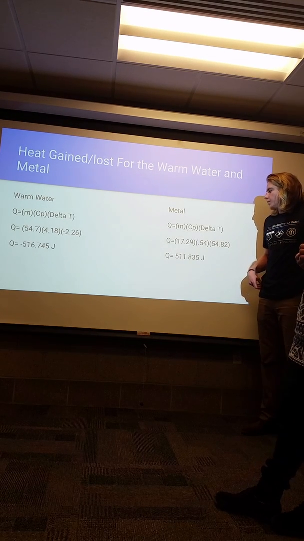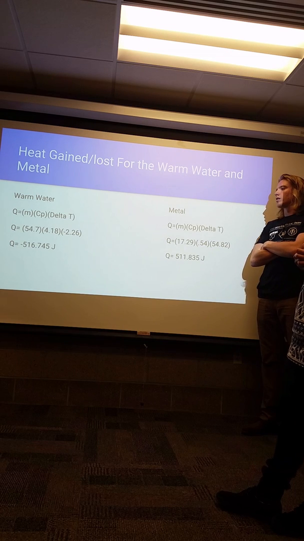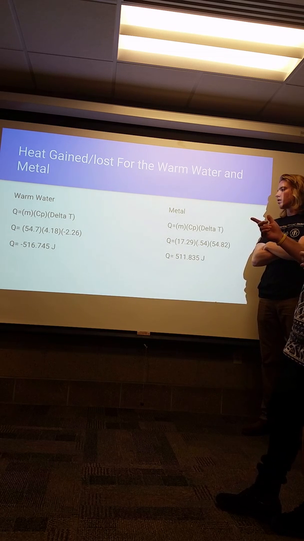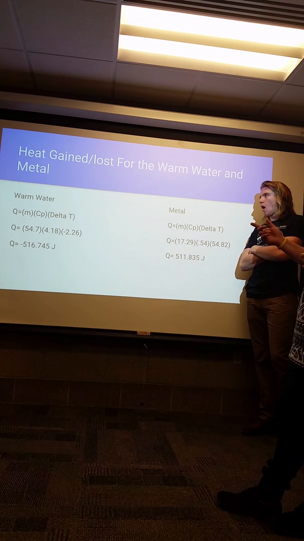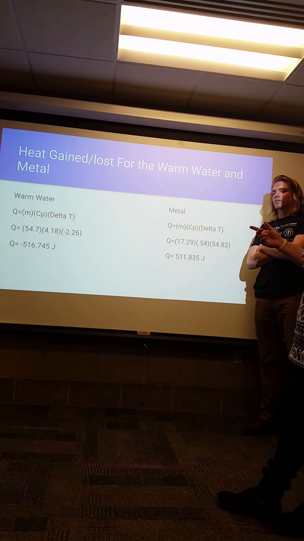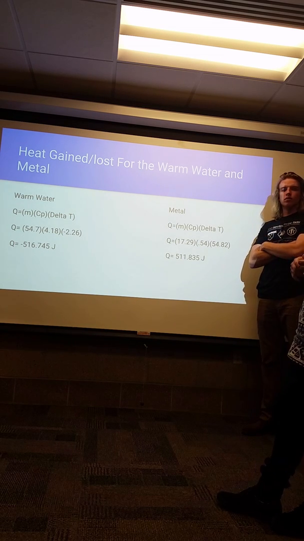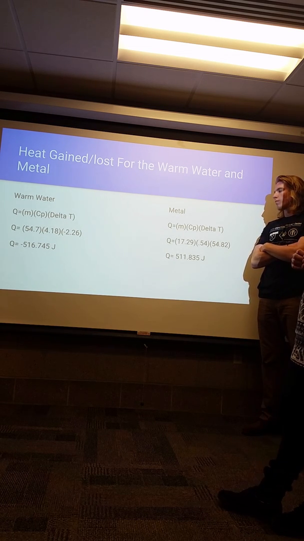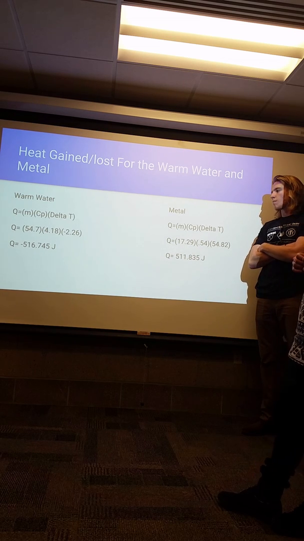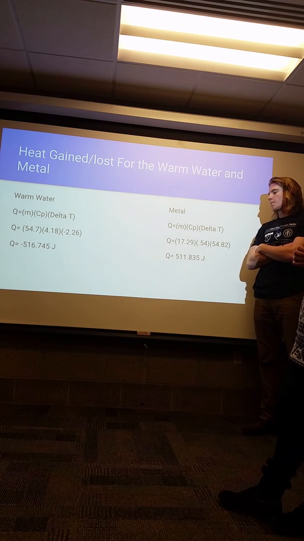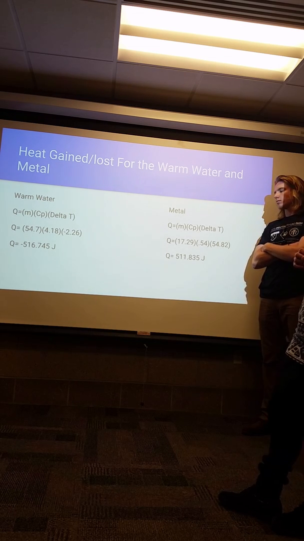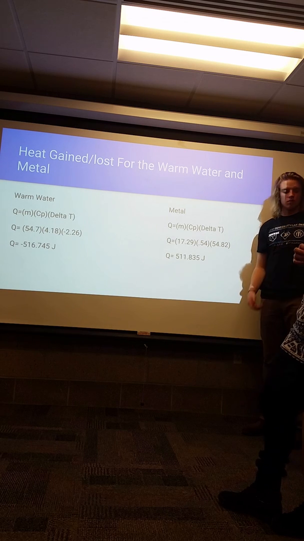And this is just a slide about the equation we use and the calculations. So the equation we use is heat equals mass times specific heat times delta T. So for the change in heat for the warm water, the value is negative 516.745, and for the metal, it was positive 511.835 joules, and the warm water was negative because it lost heat, and the metal was positive because it gained heat.